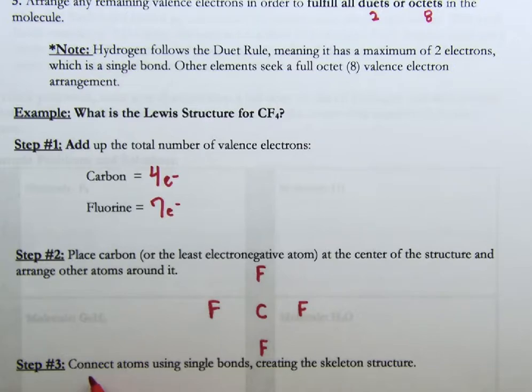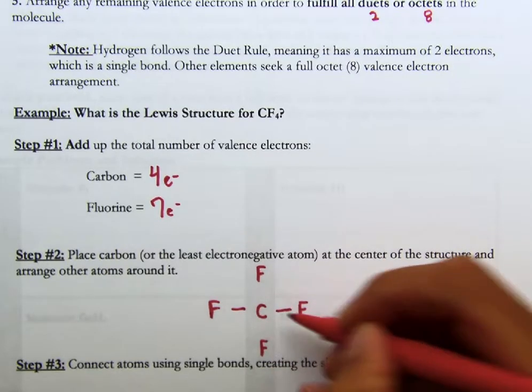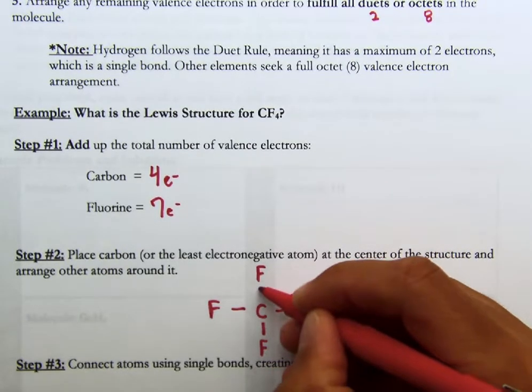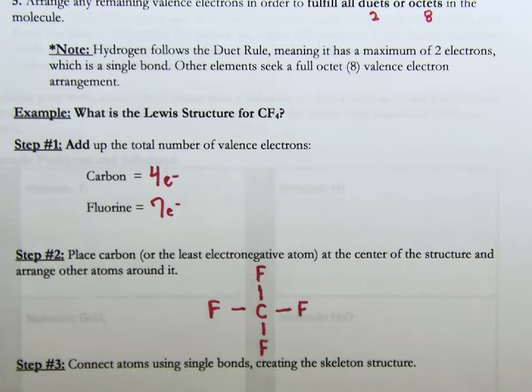Step 3, connect the atoms using single bonds. So I'm going to draw a single bond here, a single bond here, a single bond here, and a single bond here. Each of these bonds is 2 valence electrons. So that's 2 valence electrons, 2 valence electrons, 2 valence electrons, 2 valence electrons.